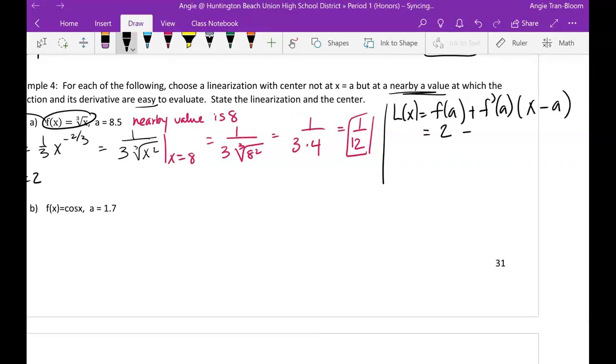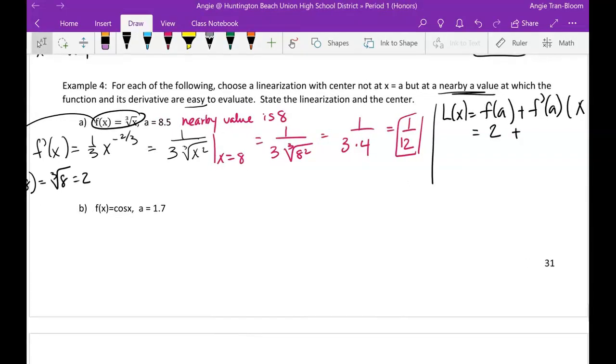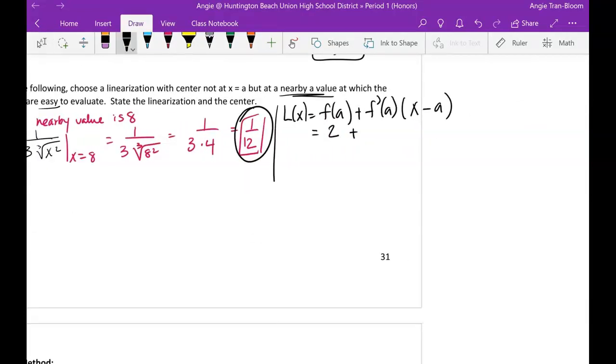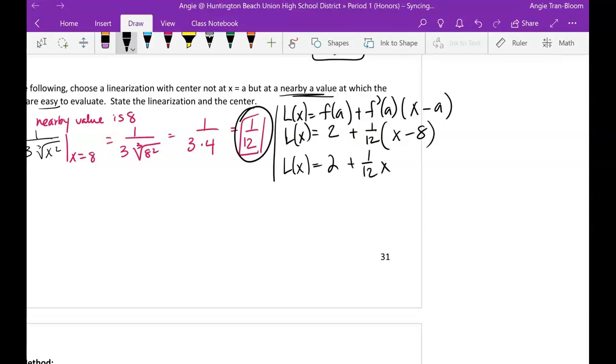So this gets a 2, then plus f prime at 8, which I already found, right here, 1/12. Then I need to go x minus 8, so 8 is the nearby value that I have chosen. Let's make this prettier than what it is right now. So distribute: that's going to be 1/12 x. When I distribute, that's negative 8/12. Simplify that, divide top and bottom by 4, so that's going to be negative 2/3. Combine 2 and negative 2/3.